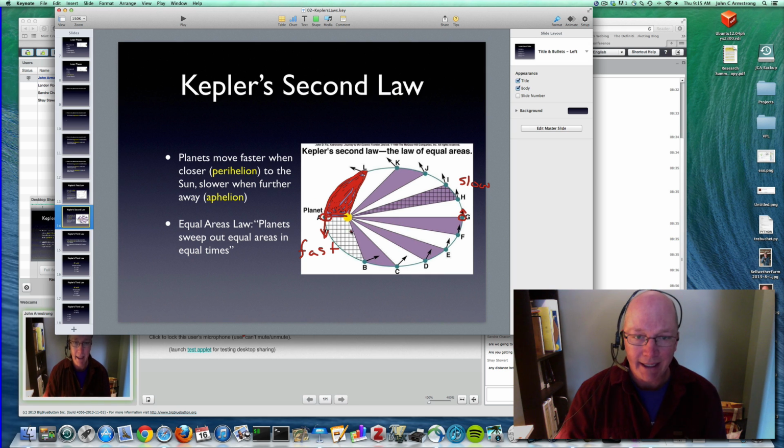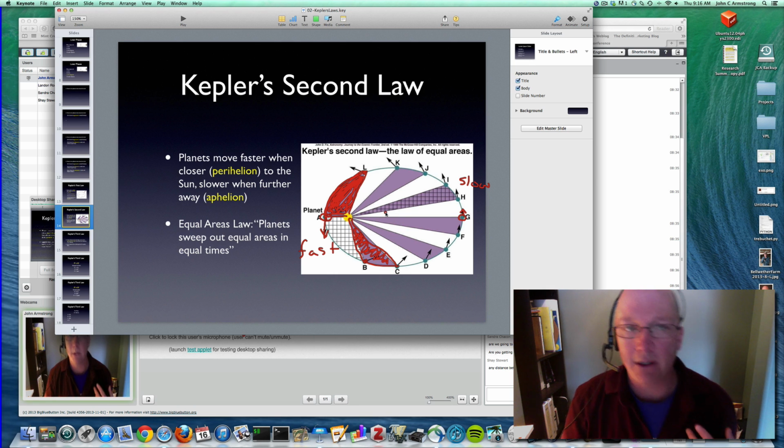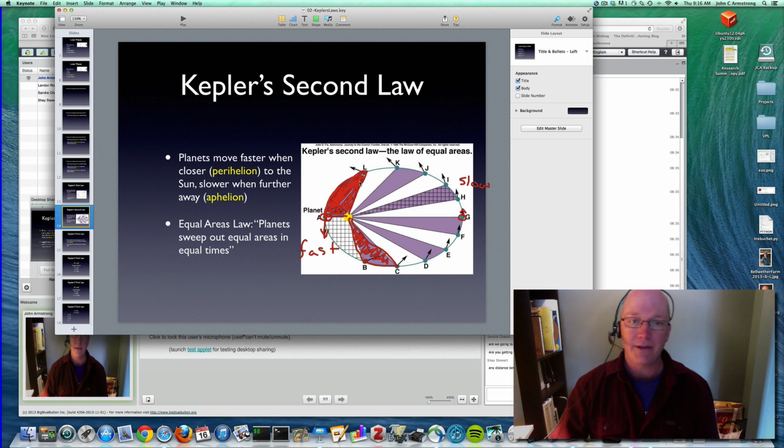And then if you did that again, if you took a line from the star to the planet and then waited the same amount of time, 10 days let's say, then that shape would have the same area as this shape. So those two areas would be equal, and that's what he called the equal areas law. He said that the planet sweeps out the same area in the same amount of time.